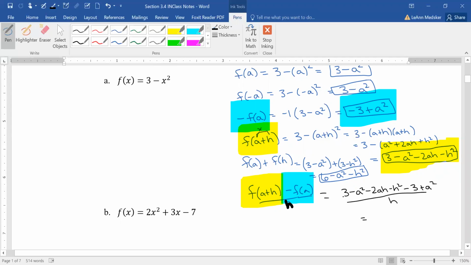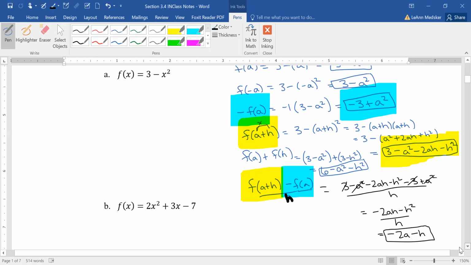Now, when you've done the difference quotient, which is what this is going to end up being called at the end, because we're going to define it and actually tell you what it's doing in just a little bit, this is going to happen. You're going to have some things that cancel out. So the 3 and the negative 3 are gone, the negative a squared and the positive a squared are gone. That's negative 2ah minus h squared all over h. And notice that everything has an h on top, so we can actually reduce this. So minus 2a minus h is what it would reduce to.